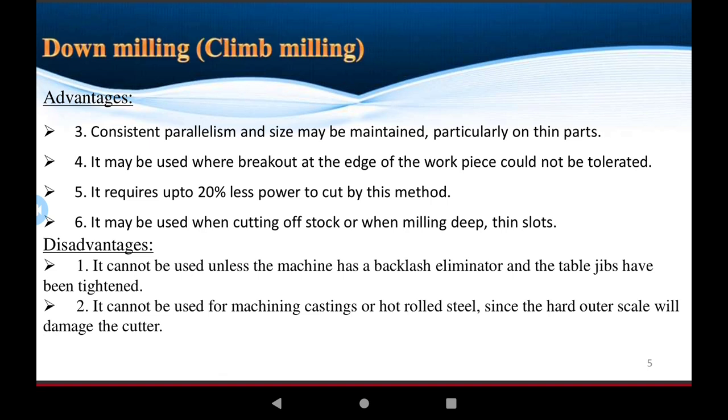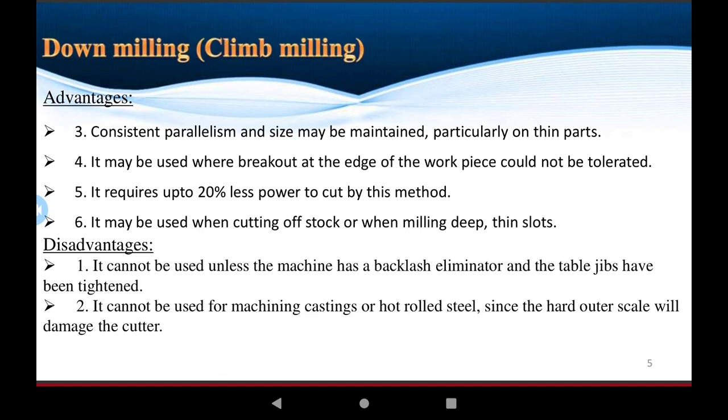The table is also used for holding some devices. It should not be used for milling castings, or machining castings or hot rolled steels, since the hard outer skin will damage the cutters.